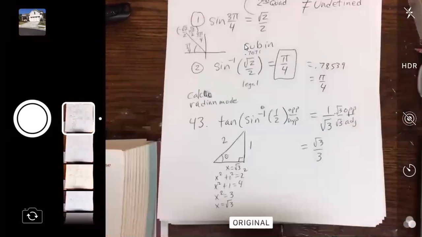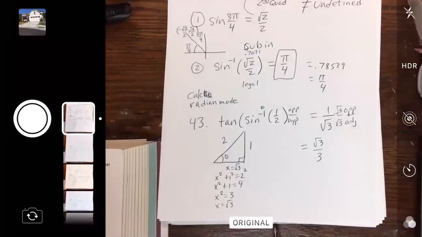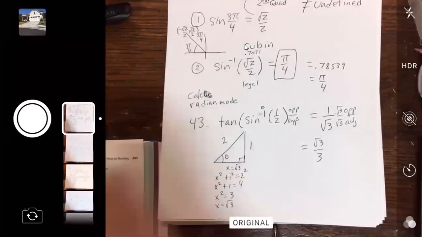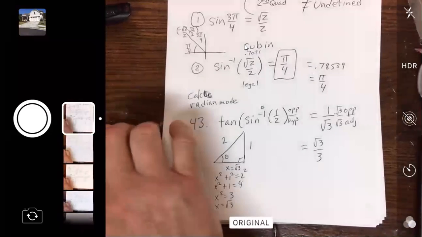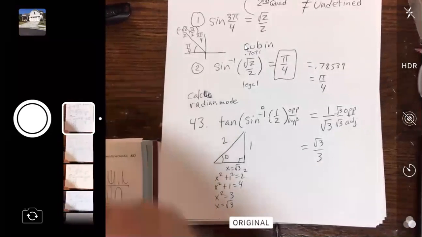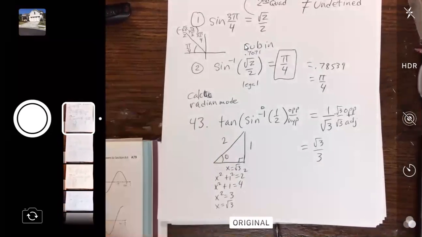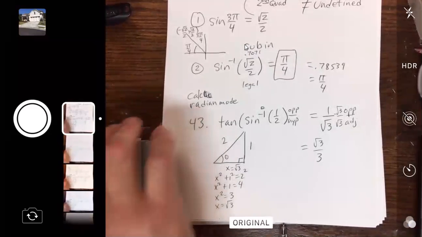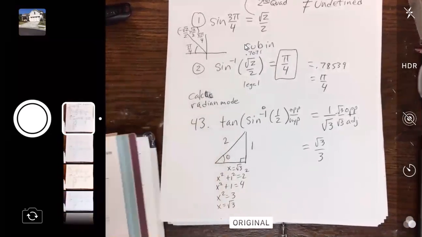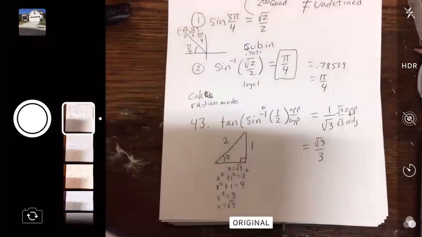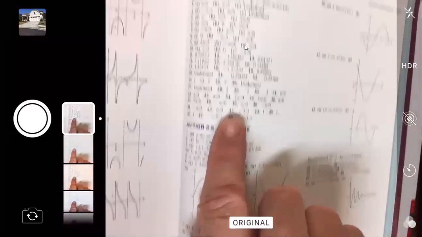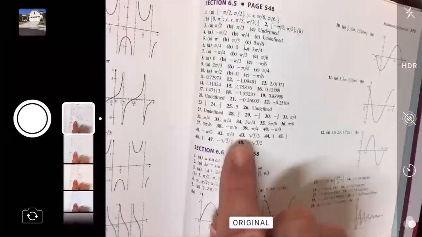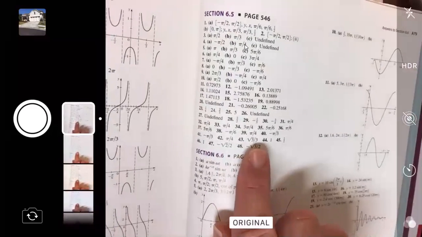All right, let's see if that's the form they use. This is 6543. Root 3 over 3 is what they do. Yeah. 43, section 6543, root 3 over 3.